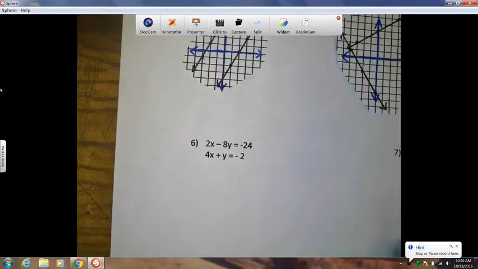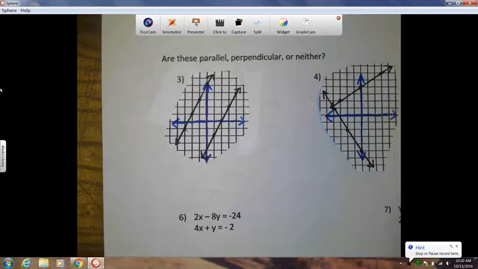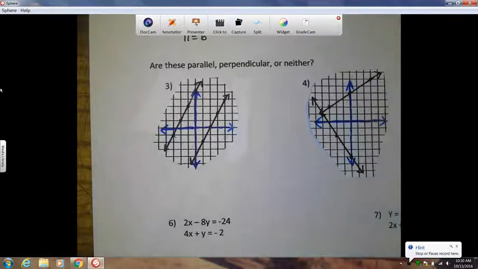Let's look at a different type. It says, are these parallel, perpendicular, or neither? So once again, the only way to know is to look at the slope. Same slope, opposite reciprocal slope, or neither.